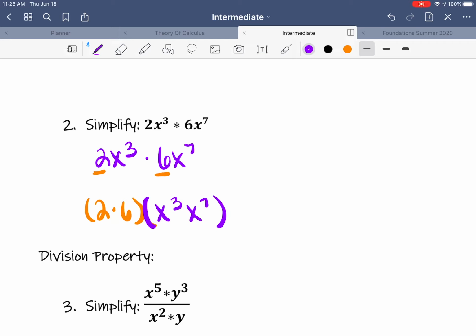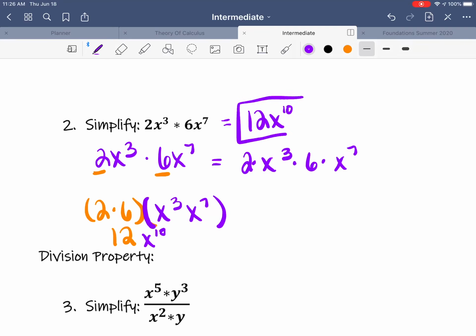So all I've done here, I've not changed anything. I've just used my commutative property, which means that I've changed the order. This is all multiplication: 2 times x to the 3rd times 6 times x to the 7th. So it's all joined by multiplication, which means that I can change the order, and that's okay. You don't have to change the order. I'm just showing that I'm going to be multiplying the coefficients, and I'm going to be adding the exponents on the exponential terms. So this equals 12x to the 10th.